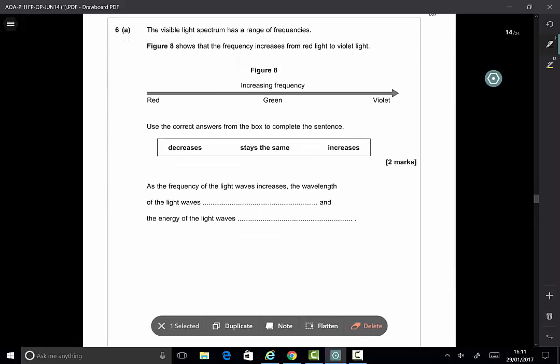Okay, question 6 is electromagnetic spectrum. You remember the song. So figure 8 shows that frequency increases from red light to violet light. As the frequency of the light increases, the wavelength of the light waves does what? So they're opposite. Frequency and wavelength always do the opposite thing. So if the frequency is increasing, the wavelength decreases. And the energy of the light waves, that does the same thing as the frequency. So if frequency is increasing, the energy is also increasing.